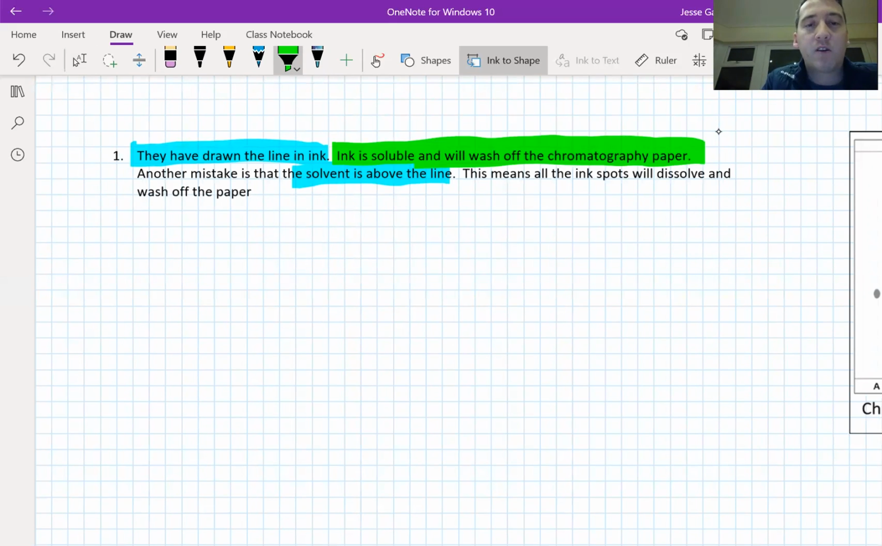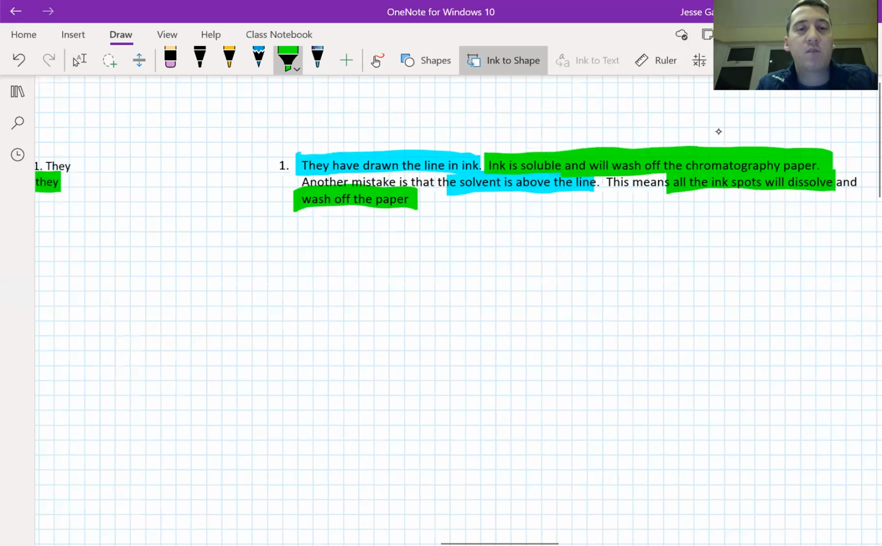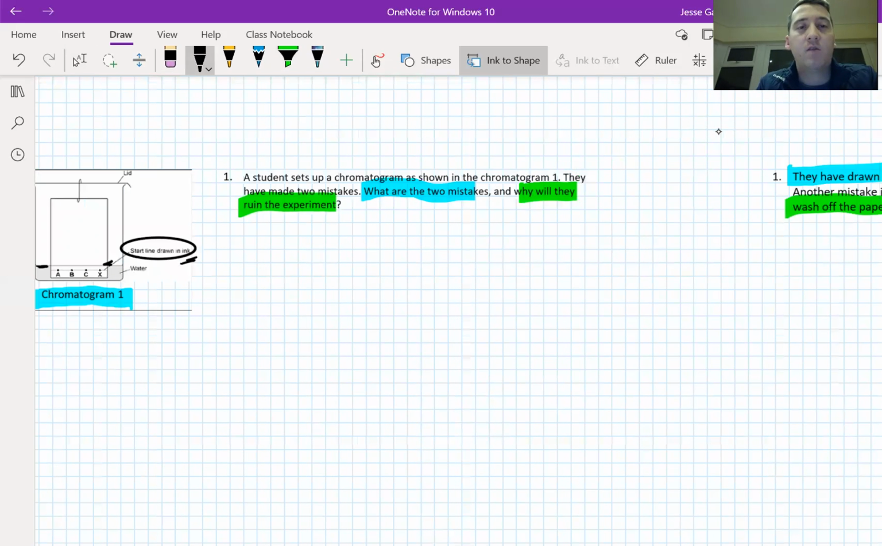And the second mistake, the solvent is above the line. This means that all the ink spots will dissolve and wash off the paper. So again, I'm always reading my answer and checking my question, to make sure I've answered that. I'm happy now with how I have answered that question. Bang, job done. Good job.